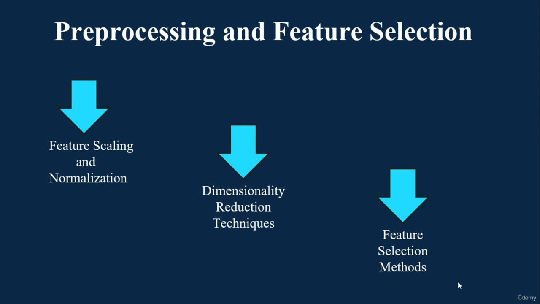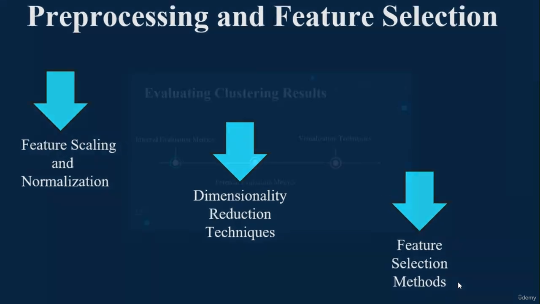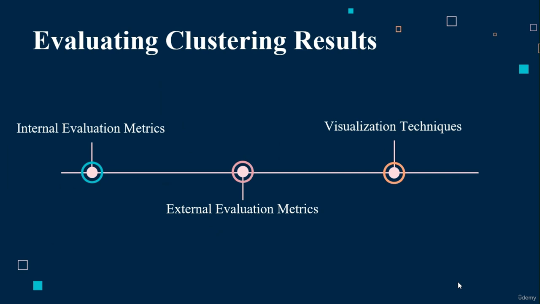Our next segment is evaluating clustering results. Internal evaluation metrics such as Calinski-Harabasz index and Davies-Bouldin index assess the quality of clustering results based on data alone. These metrics quantify the compactness and separation of clusters.